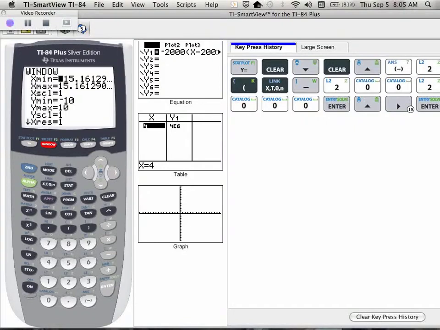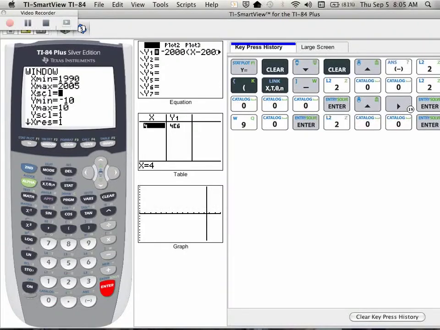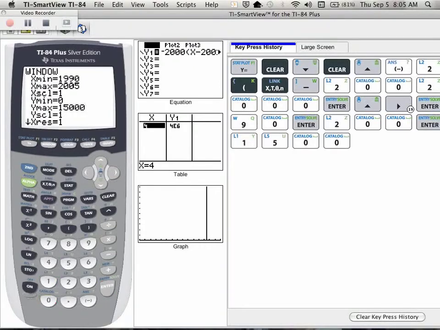So I'm going to go from maybe 1990, and then I'm going to go up to maybe 2005, because I'm talking about the years of the car. And then when I talk about the Y values, I'm in the thousands of dollars. So it's kind of silly if I'm going from negative 10 to 10. So I'm going to go with maybe 0 as my minimum value of my car, which means it's worth nothing, to a maximum value of maybe 15,000, because that was the biggest number I saw. And now I can see a graph.